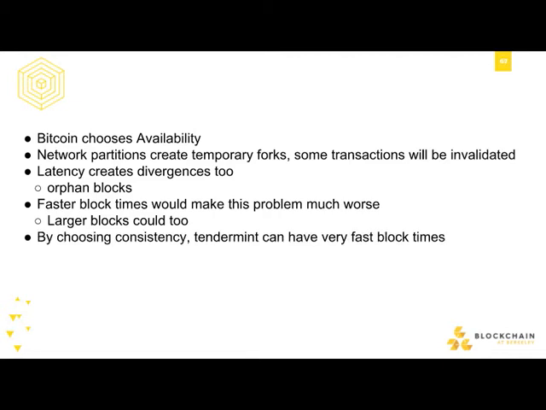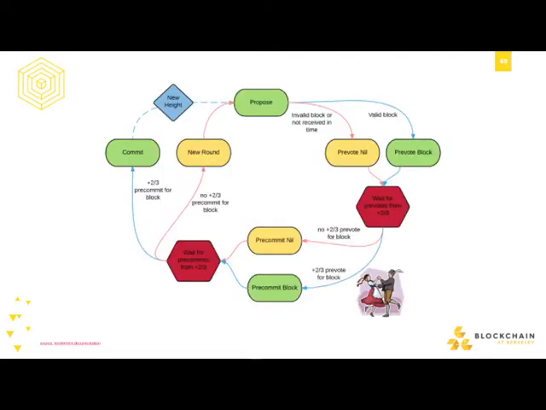So by choosing consistency, Tendermint actually makes it easier to have really fast block times and somewhat larger blocks, because they don't have to worry about, if I mine a huge block and it takes 2 seconds, by the time I get it to everyone on the network, someone else will have already found a block that is competing with mine. That doesn't happen on Tendermint. And so the way that works is with this.